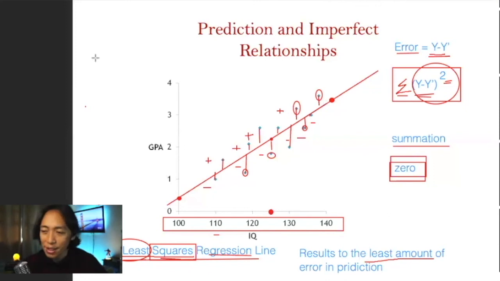All right. So that's it. I hope that you understood a bit about linear regression.